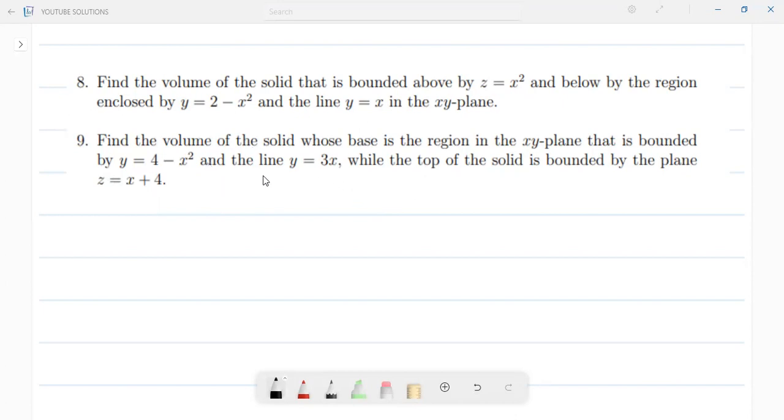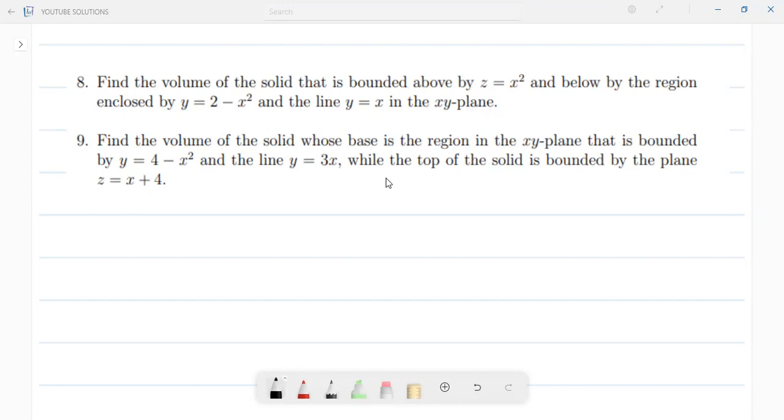So let's get started. We are told that the solid whose volume we want to find is bounded above by z equal to x squared and is bounded below by the region enclosed by y equal to 2 minus x squared and the line y equal to x, and this region is in the xy plane. So the region is in the xy plane, and above it is bounded by z equal to x squared. So we need to find the boundaries in the xy plane.